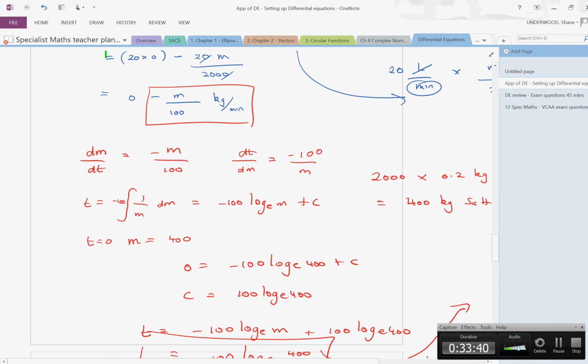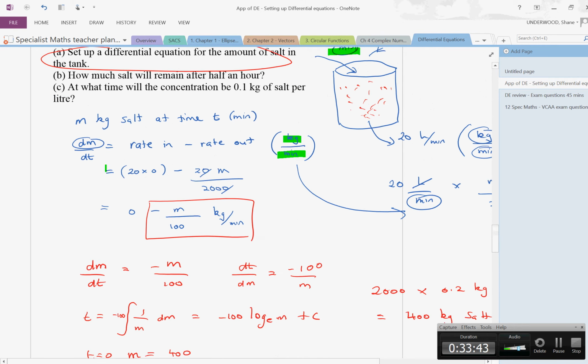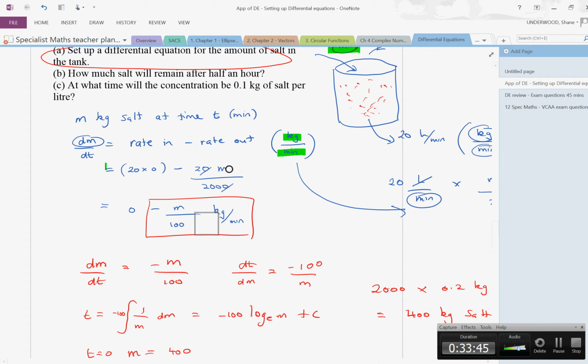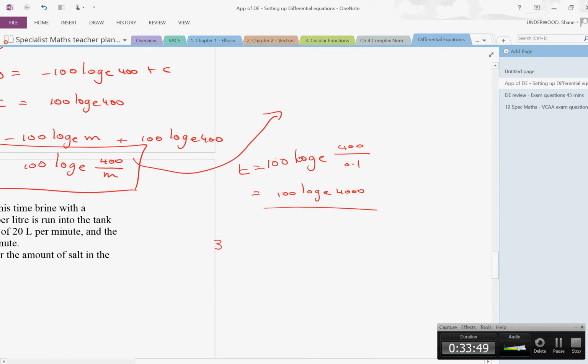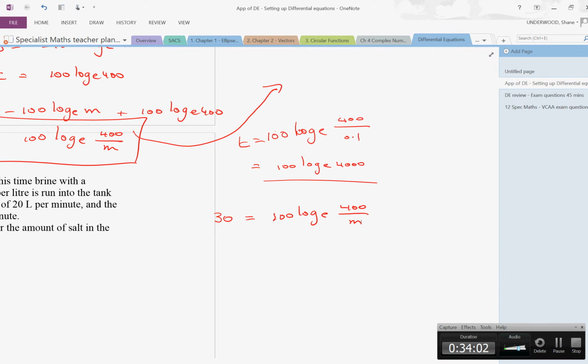And of course the other one is the other way around. That's probably the harder one. How much salt will remain after half an hour? So 30, this time, but I'm surprised how many kids don't know their log laws. 30 is equal to 100 log e to the 400 over m. How do I go ahead and solve for that?